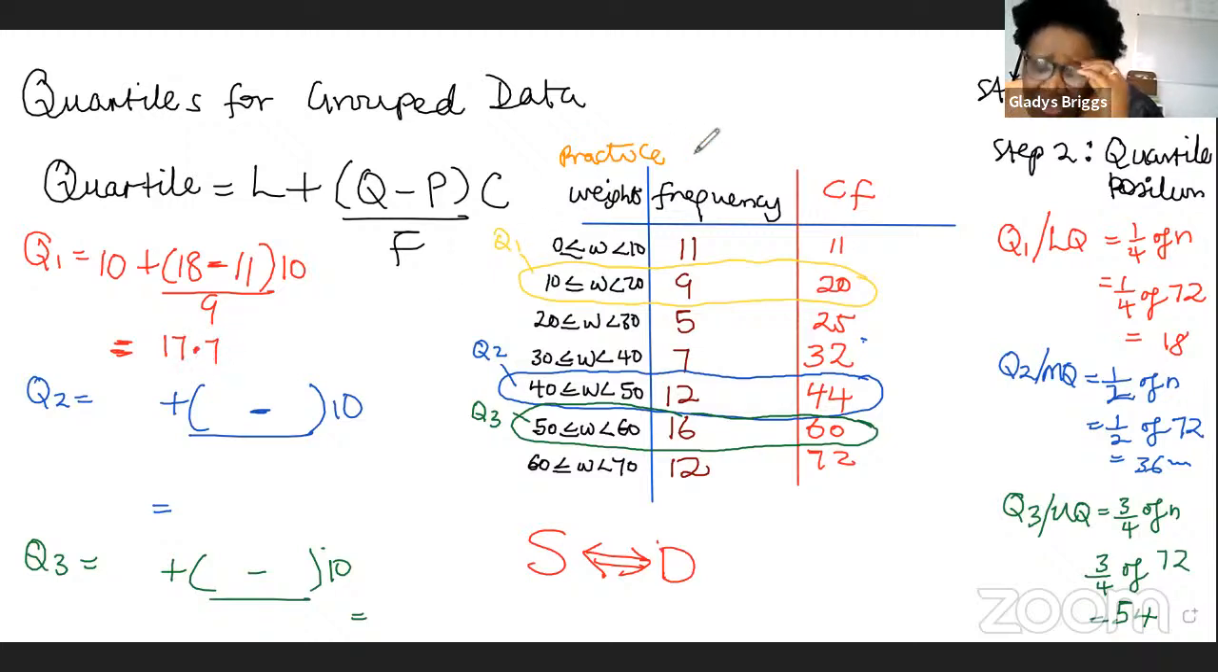Okay, so the next one is Q2. Q2 would be the lower limit of the quartile class, 40, plus the quartile position, 36, minus the preceding class cumulative frequency, 32, over the frequency, 12. You want to put that into the calculator so that you get the answer for me.